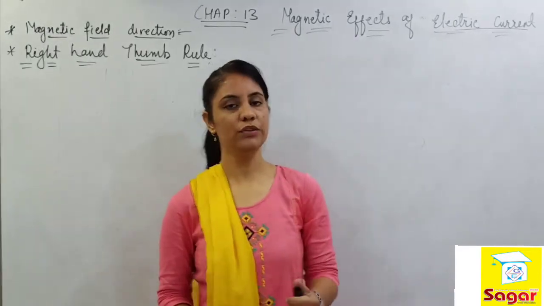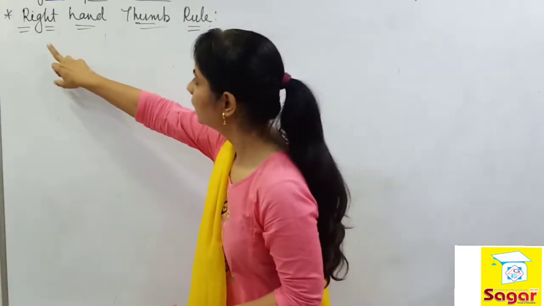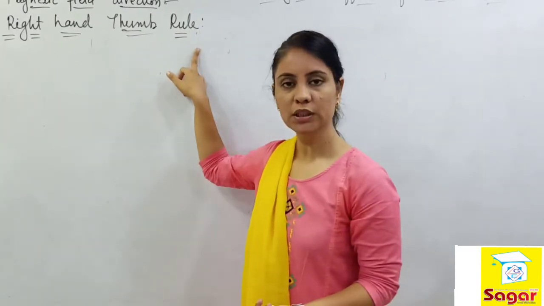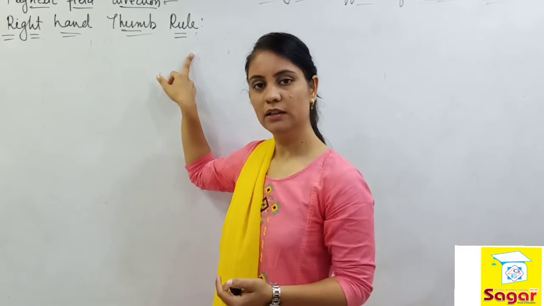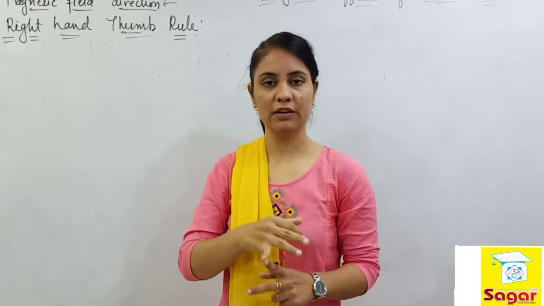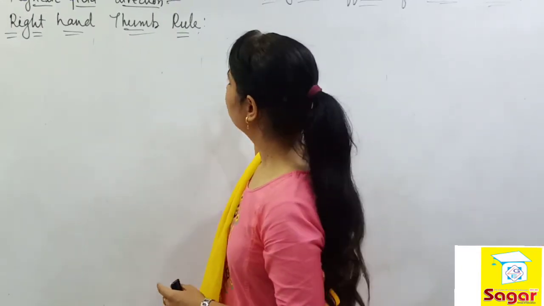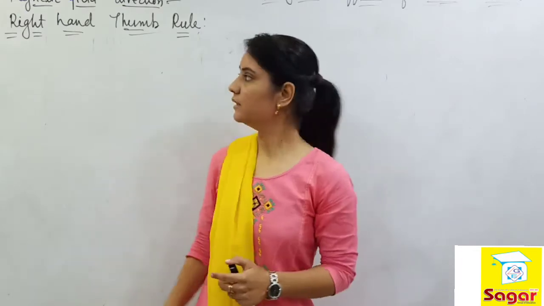So now my next topic of the chapter is the right hand thumb rule, everyone. Let's discuss in detail how this right hand thumb rule is useful in terms of electricity, in terms of magnetic field and in terms of physics. So this chapter's second point is the right hand thumb rule.